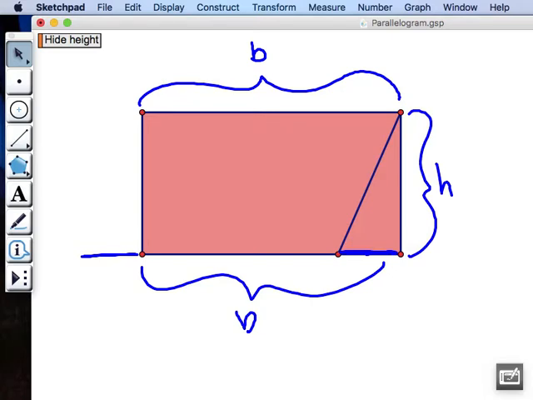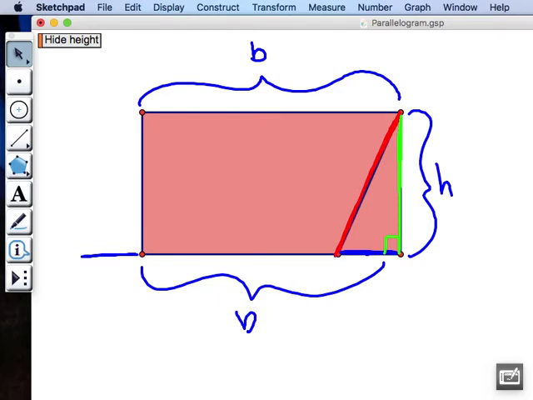Now there's a catch. It's not the side length. Remember, this was that original side that we had from the parallelogram. That angled side doesn't matter. We have to use the height as a vertical height. We need this guy. Got to be perpendicular to the base. Okay. We good?